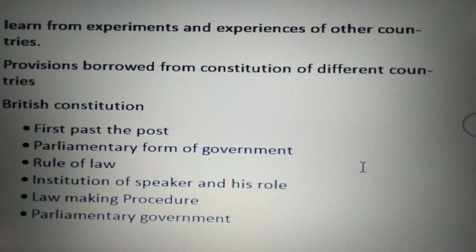Rule of law. Rule of law means equality before law. Every citizen is equal in front of the law of the land. And there is absence of arbitrary power. No man can be punished except for the breach of the law of the land. These two provisions of rule of law are included in our constitution, but there is a third provision also in the rule of law which is not implemented in the case of India.